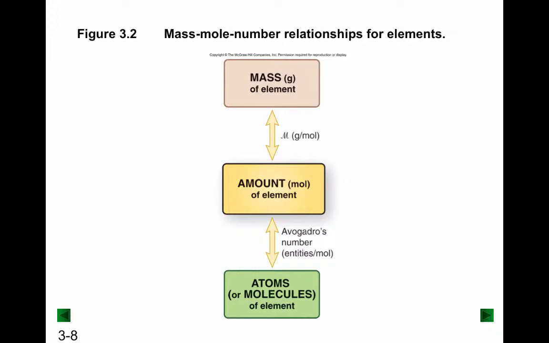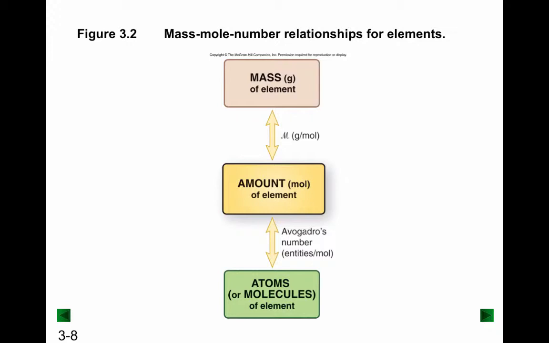When working problems involving mass-mole number relationships of elements and compounds, keep these points in mind. To convert between mass and moles, use the molar mass with units of grams per mole. To convert between moles and numbers of entities, use Avogadro's number, 6.022 times 10 to the 23rd, with units of entities per mole. For elements that occur as molecules, use the molecular formula to find atoms per mole.